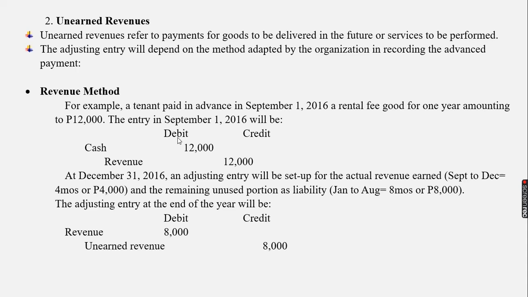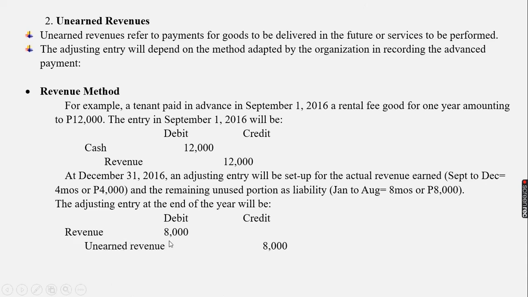For 1 year. So yung parang utang mo pa sa kanya, pag malalagi pa siya, dun pa siya titira sa pinagrentahan niyang bahay January to August. Okay? So, ang hindi mo pa i-recognize na revenue mo is yung January to August, which is 8,000. So, ang adjusting entry mo sa December 31, 2016 is revenue, 8,000, and unearned service revenue or unearned revenue na credit is 8,000.